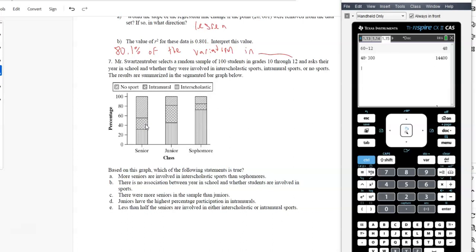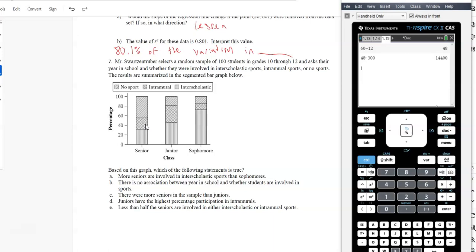A guy selects a random sample of 100 students in grades 10 through 12, asks them their year in school and whether they are involved in sports of any kind, or in intramural sports, or no sports. Results are summarized in the segmented bar graph below. Okay, so we have the seniors, different things. Right away, you can see that it seems to make a difference whether you're a junior or senior or sophomore as to what kinds of sports you play or if you play sports at all. So it does make a difference.